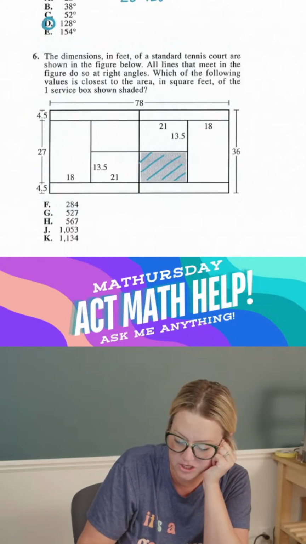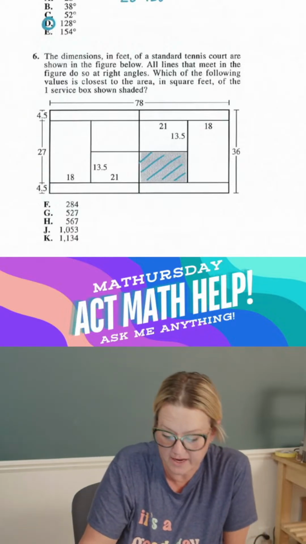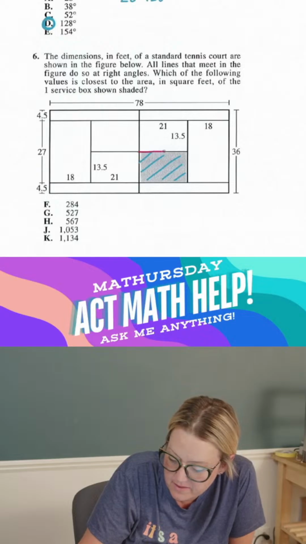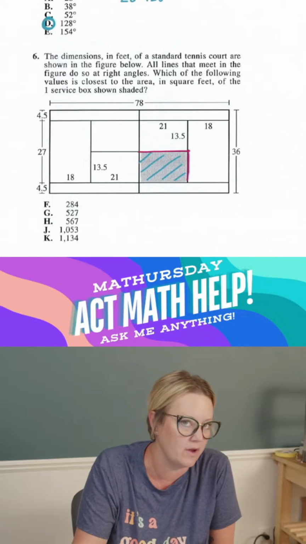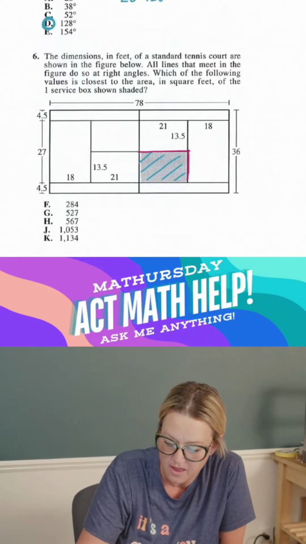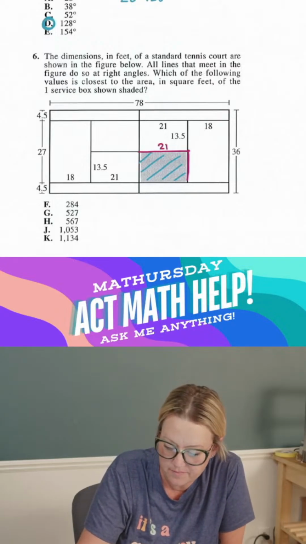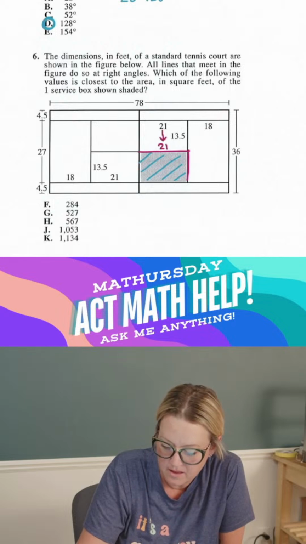So all you really need to know, because it's a rectangle, is you multiply the two side lengths together, the base times the height, or the length times the width, however you want to talk about it. This side is 21 because that side is 21. This side is 13.5.